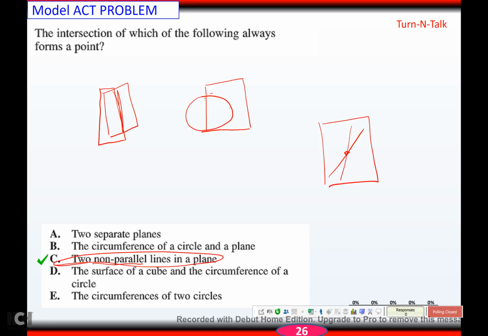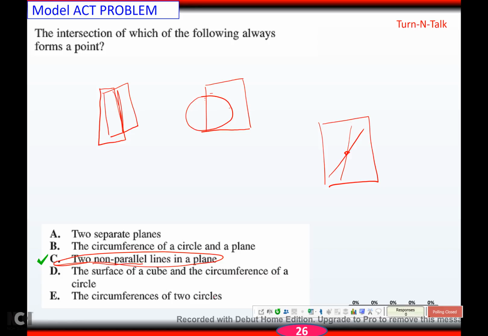Again, you would stop. You wouldn't check the others once you found your answer, but for this practice I will. It says the surface of a cube and the circumference of a circle. Well, again, when you have the surface of a cube, you're talking about a plane, and the circumference of a circle is going to intersect in more than one spot, not just one point.